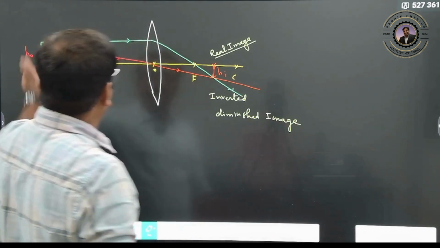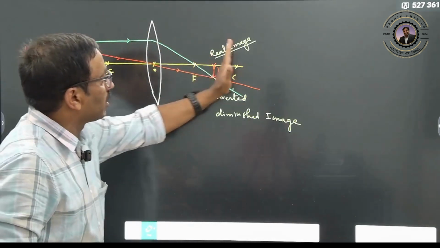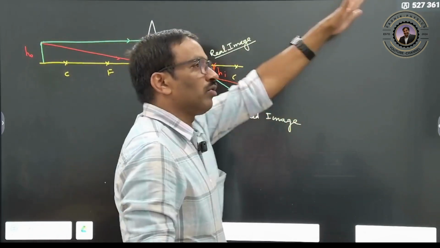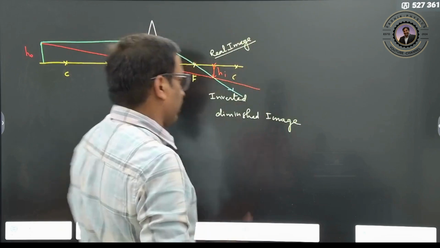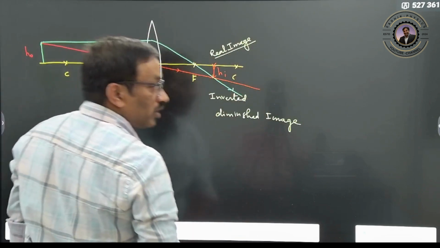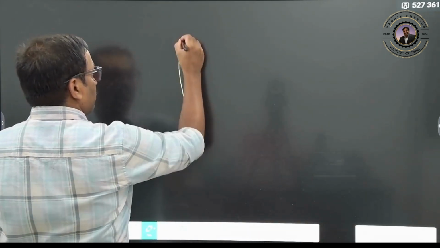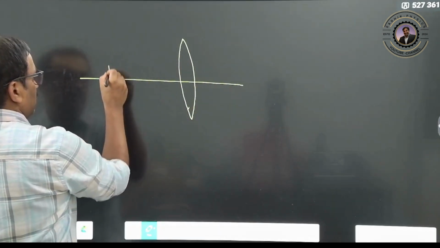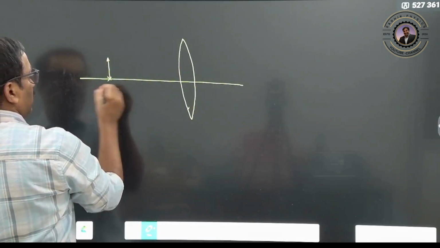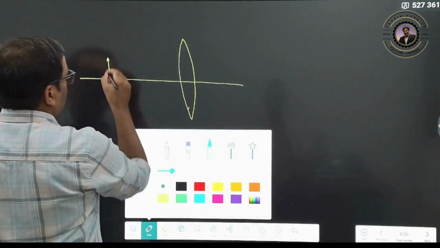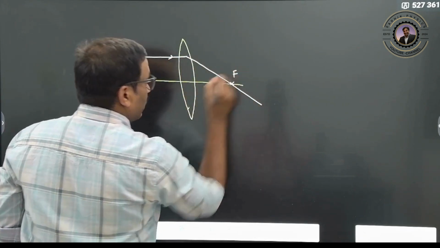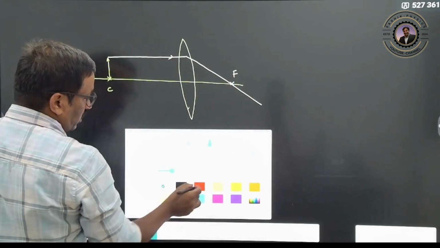Clear? So again, if the object comes here, this image will come here now. Again, if it comes here, the image will go to infinity: real, inverted, diminished. Clear? So now let us draw. One more thing. Suppose an object is kept at the center of curvature, this is your center of curvature. So this is C. You know that if light rays are coming parallel to the principal axis, after refraction it goes to the principal focus. Clear? So therefore, one more image is there.